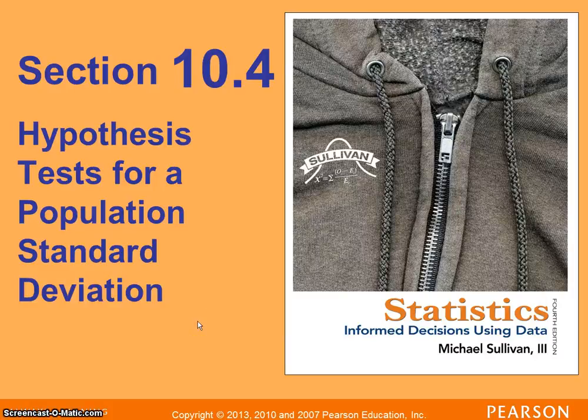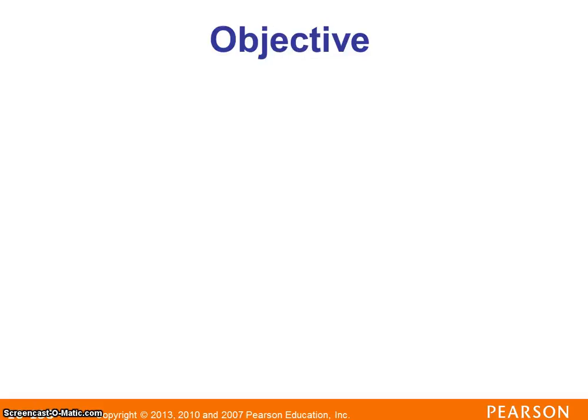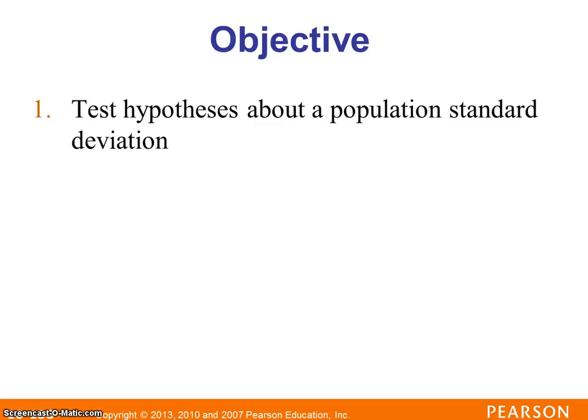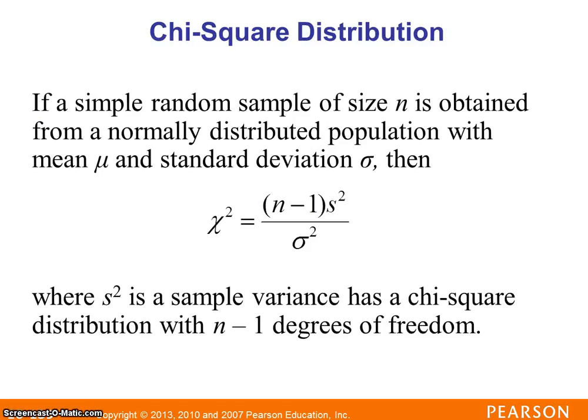In this section 10.4, we'll talk about hypothesis tests for population standard deviation. So the objectives in this case will be to test a hypothesis about a population standard deviation. And so the main thing that we're going to use in this case will be the chi-squared distribution, which we talked about back in chapter 9.